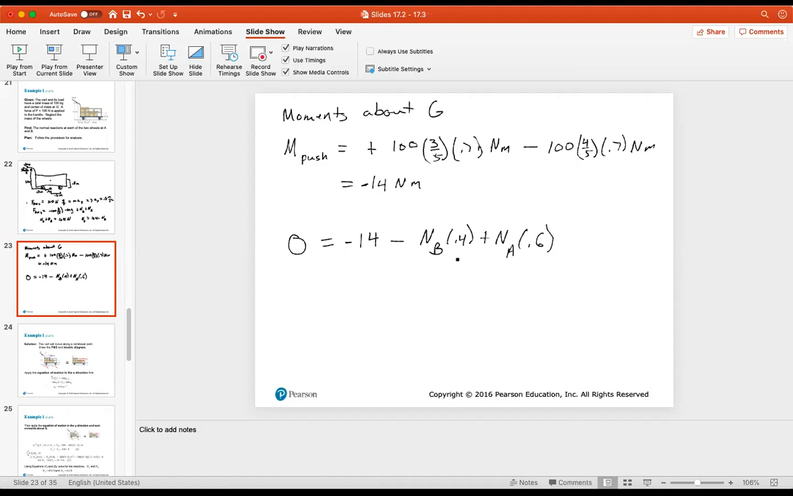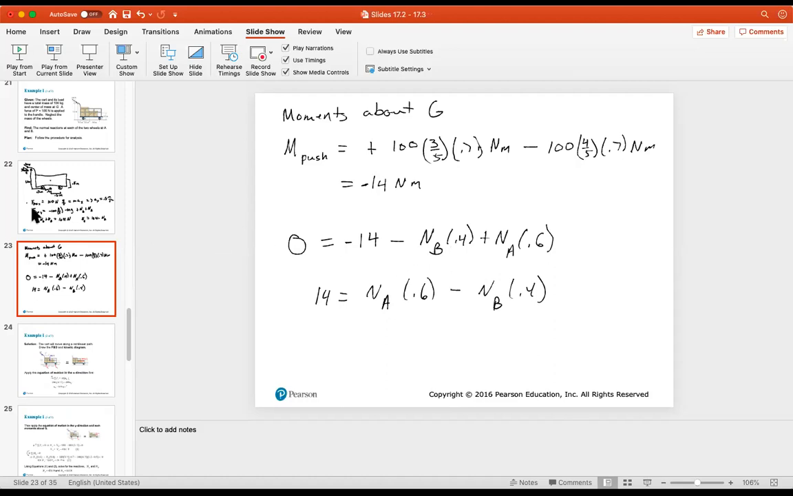0.6. Okay, so this is my equation coming from the moments. Or if I rewrite this, I can say that 14 equals NA times 0.6 minus NB times 0.4.